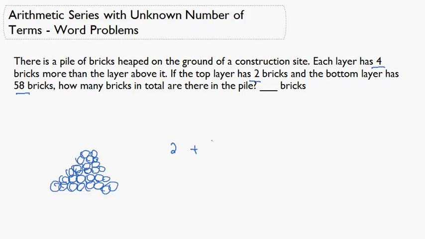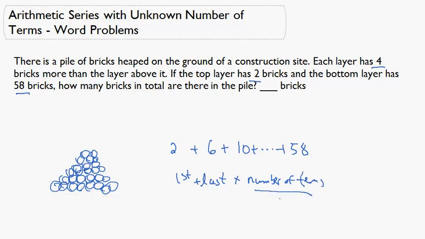So 2 plus 6 plus 10 all the way to 58, and we want to figure out what this sum is, and that's the total number of bricks in this pile. To do that, we would need to use the formula: (first term plus last term) times number of terms, divided by 2, and this is in parentheses.